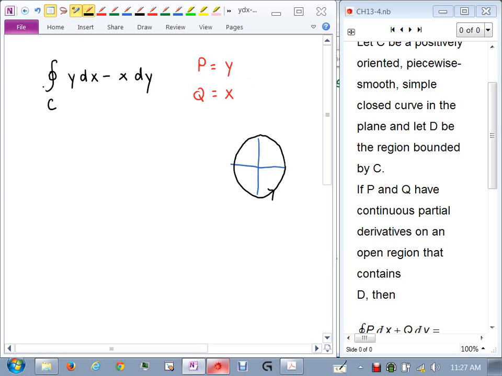So for part A, was it part A or part 1? Part A. Let's do this using line integrals. Using line integral, the way that we do a line integral is we find parametric representations of our curve C. So can somebody tell me what the parametric representation of the curve C is?